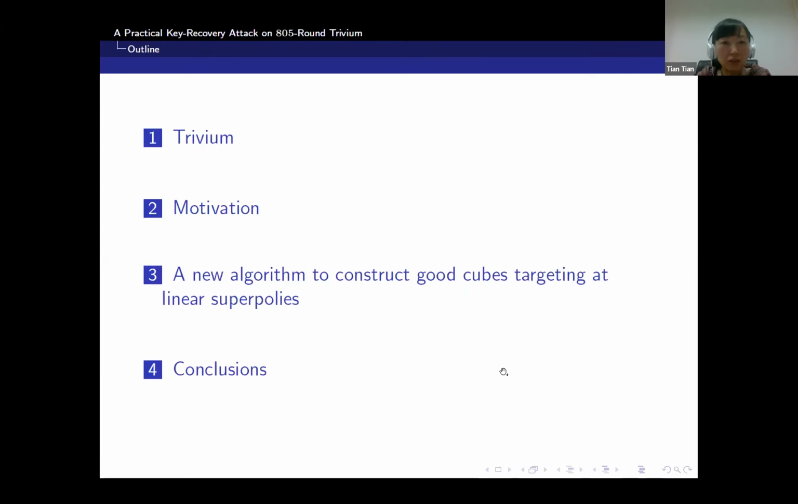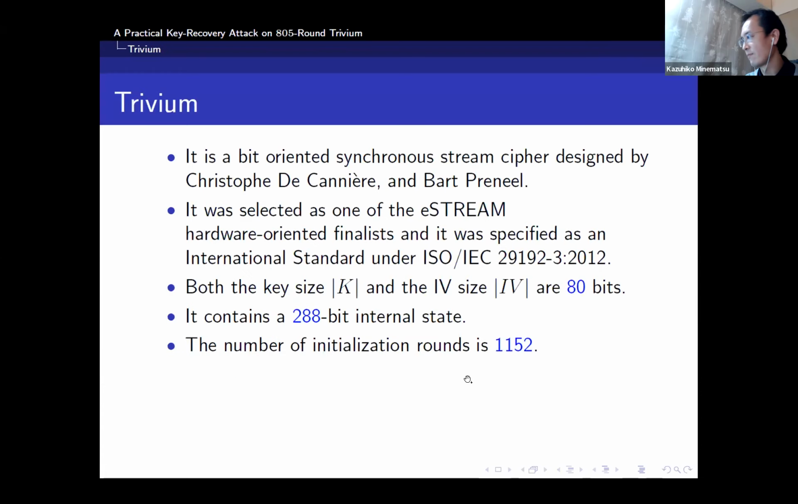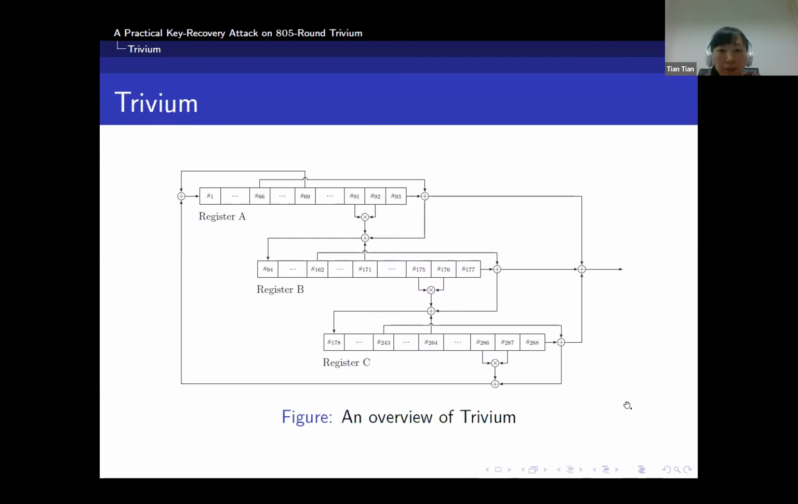This is the outline of this talk. First, let us briefly introduce Trivium. Trivium is one of the hardware-oriented finalists. It was specified as an international standard. Both the key size and IV size are 80 bits. The size of the internal state is 288.